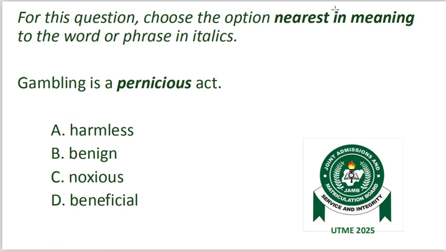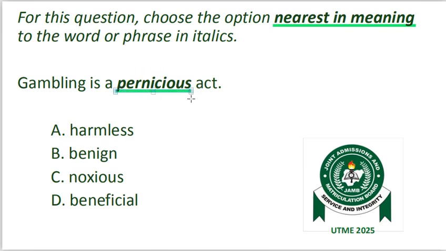For this question, choose the option nearest in meaning to the word or phrase in italics. So here we are looking for the option that is nearest. Pernicious act. Gambling. Gambling is a pernicious act. A. Harmless. B. Benign. C. Noxious. D. Beneficial. Gambling is a pernicious act.